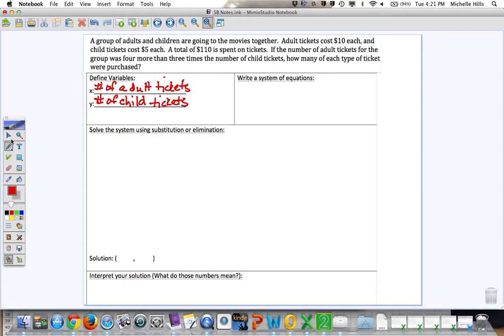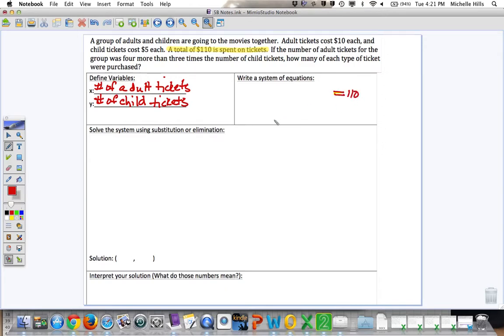When I look at my problem, there are going to be a couple of things going on that I need to look for. Either every single one of these is going to have a total amount given, and a total of $110 is spent on tickets. That total is going to set up one of my equations. So the total equals 110.